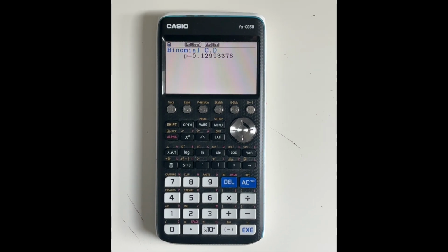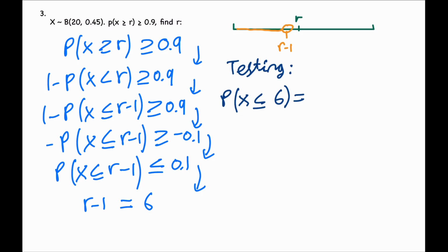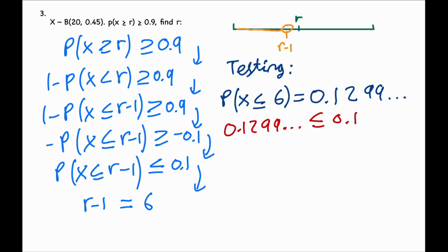So let's go back to the question again. We got our value as 0.1299 and so on. Here we don't have to round it too much. If we substitute this value into our original one, we would write 0.1299 is smaller than or equal to 0.1, which is not true. So this is impossible.